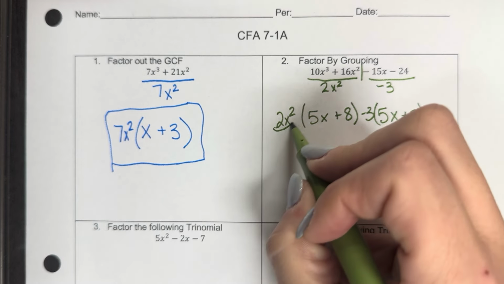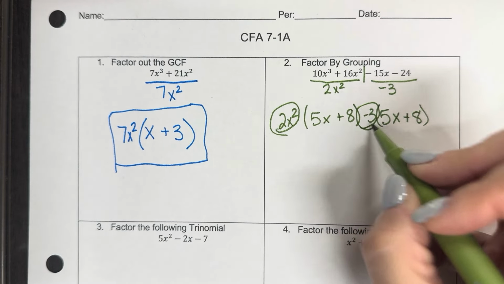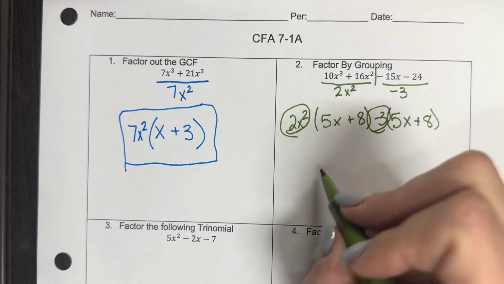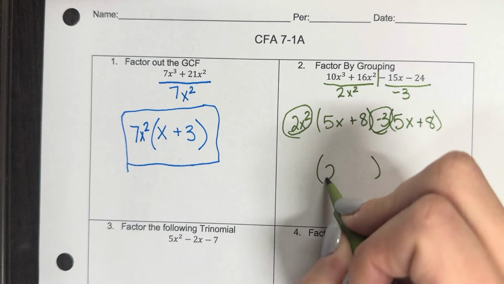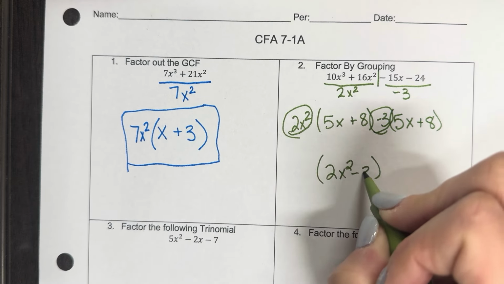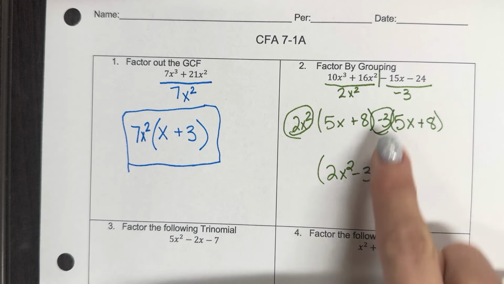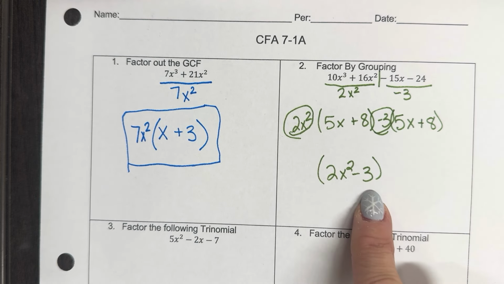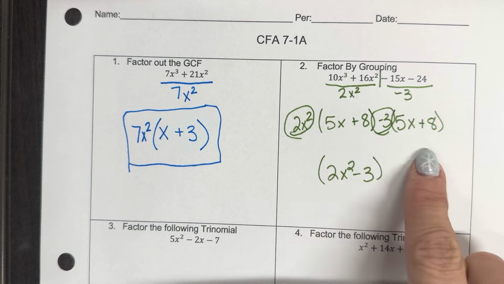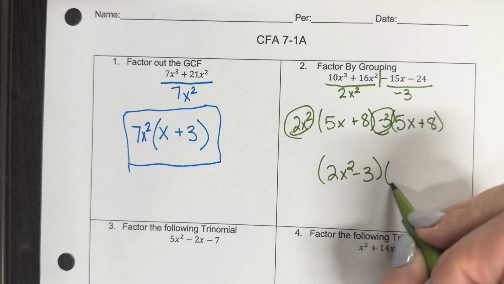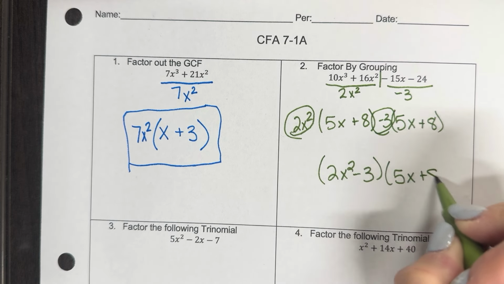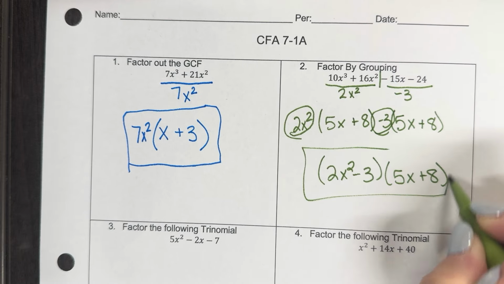So now I'm going to write my 2 GCFs. The 2 numbers that are sitting in front go together into one binomial. So I'm writing my 2x squared and my negative 3. That negative 3 is filling in my subtraction sign. And then the binomial that they have in common makes up the second binomial. This will be my factored answer.